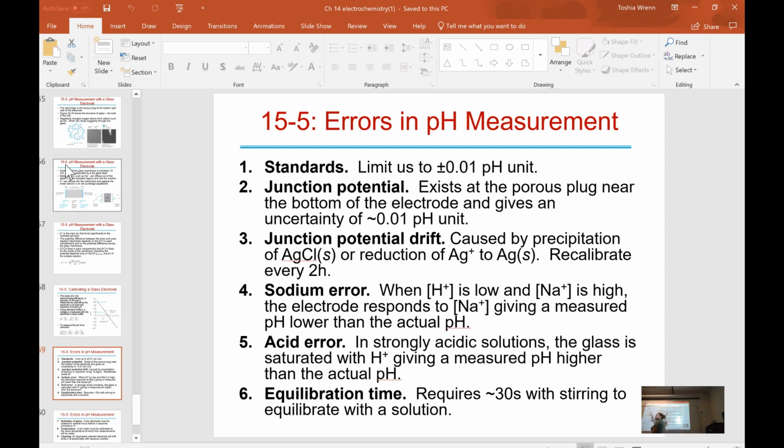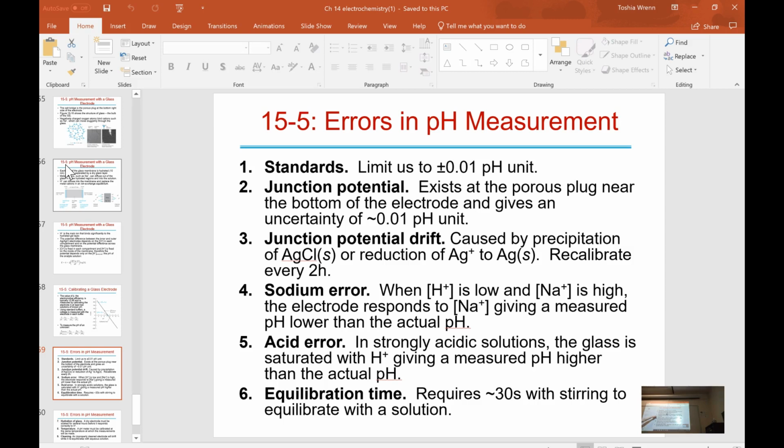We are limited in our pH measurements because, for our calibrations, most of our standards, the best we can get is a plus or minus 0.01 pH measurement. There's a junction potential associated with that porous plug at the bottom of the electrode. It adds an increase in the uncertainty in that hundredths place for our pH measurement.